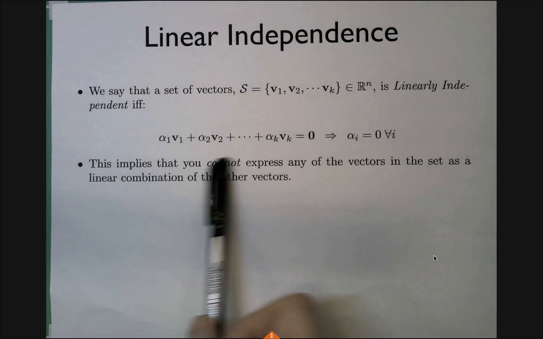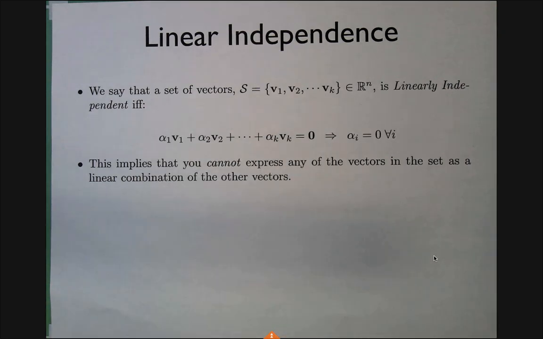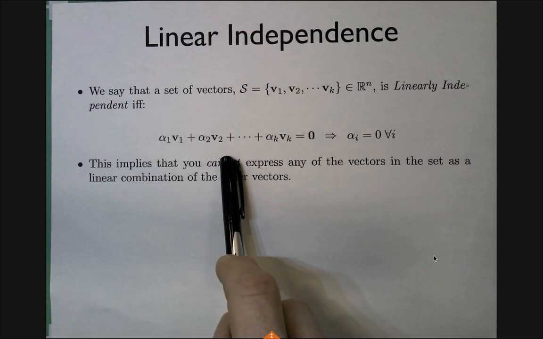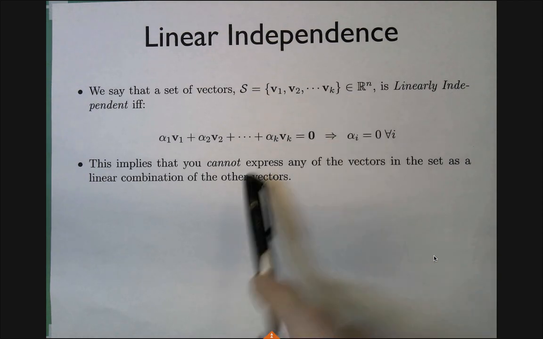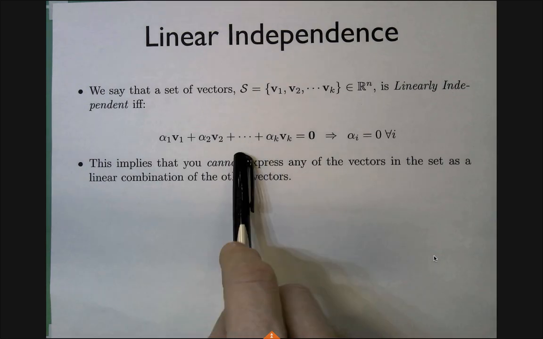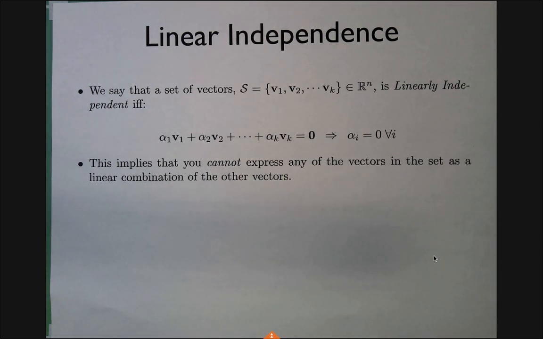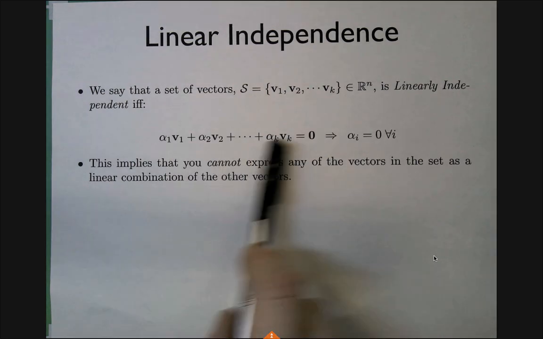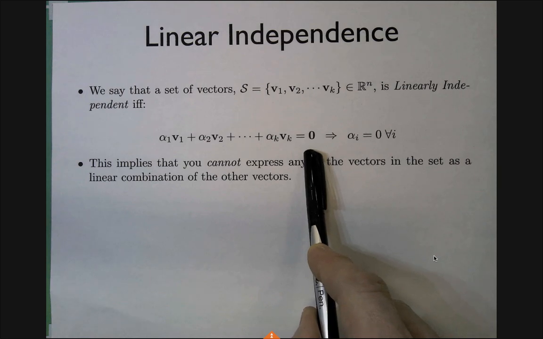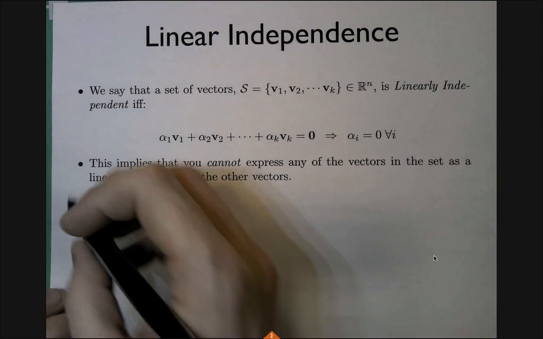So certainly if you pick all alphas equal to zero, then you certainly get zero. But the point of this definition is that the vectors v1, v2, and so on to vk are linearly independent if the trivial linear combination that goes to zero is the only one. If there is a non-trivial linear combination that gives me a zero vector, then we say that these vectors are linearly dependent.